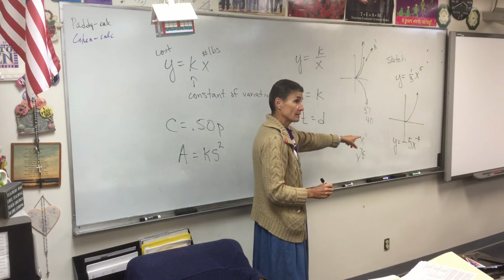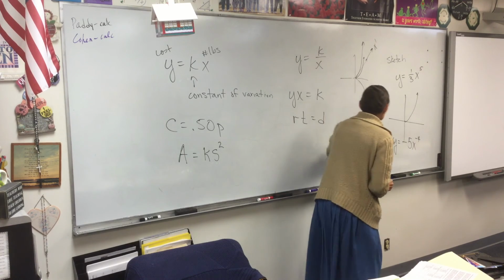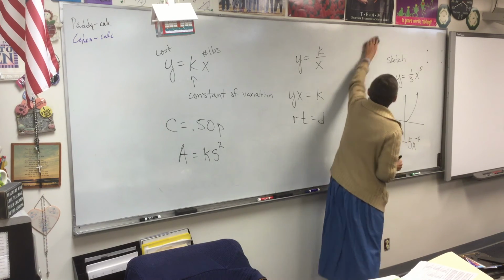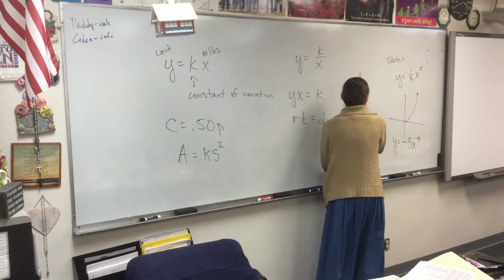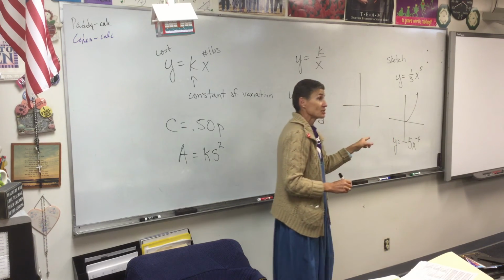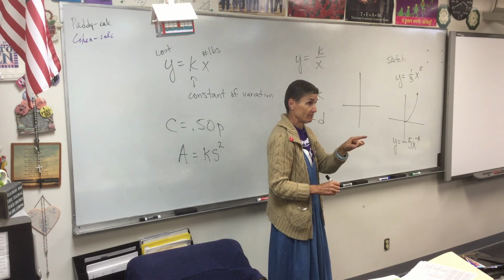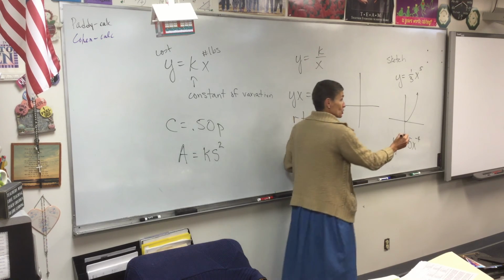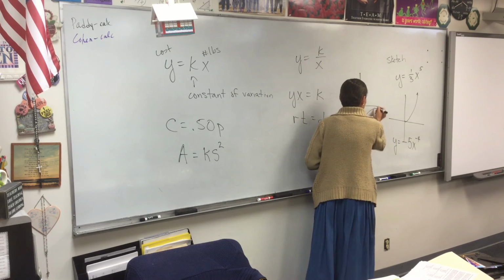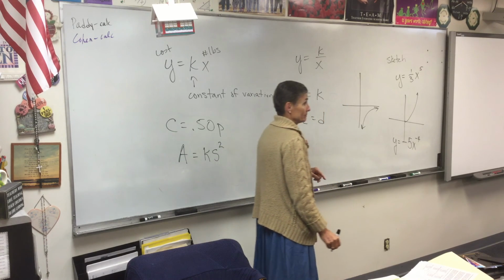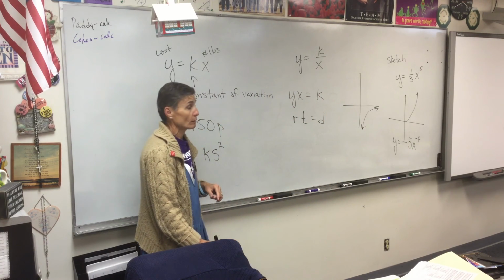Now, first of all, it's got a negative coefficient, so it would be in quadrant 4. And the exponent is negative. So it has the shape of the reciprocal function in quadrant 4.